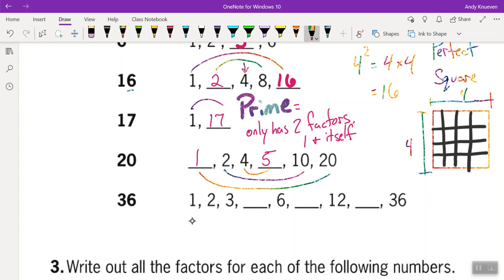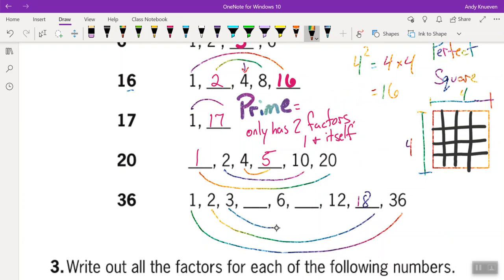All right, and 36, well, there's a big one. So 1 and 36, 2 and 18, 3 and 12, and then I need to fill in both of these. Well, if I look at my numbers, counting up numerically, I will eventually get to a middle number, 4 and 9. And then 36, again, is a perfect square. 6 squared means I'm saying 6 times 6, which is 36.